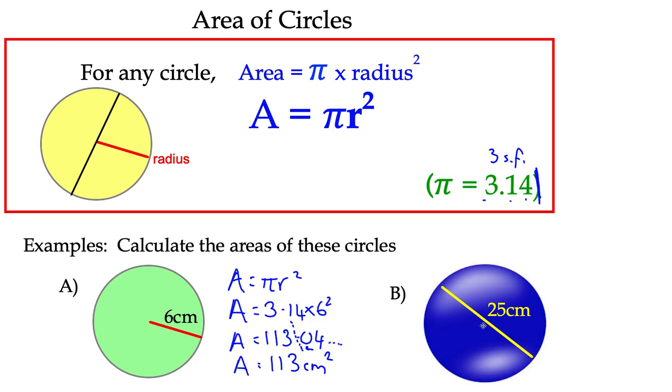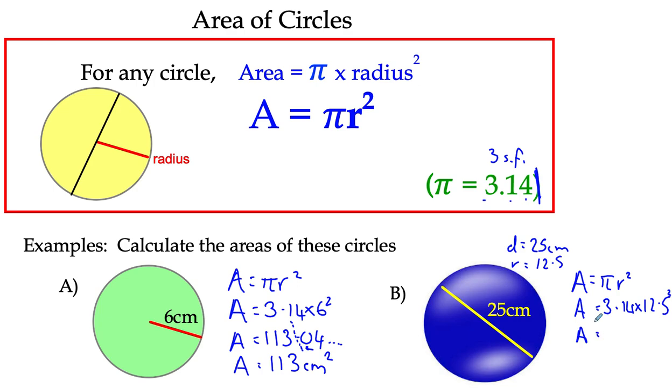Okay, hopefully you spotted that 25 is the diameter. So that when we write out the formula, A equals pi r squared, hopefully you'll realise that we can't put 25 in because D is the diameter, r is half that, so that would be 12.5. Okay, so we do 3.14 multiplied by 12.5 squared, and we can again use a calculator.